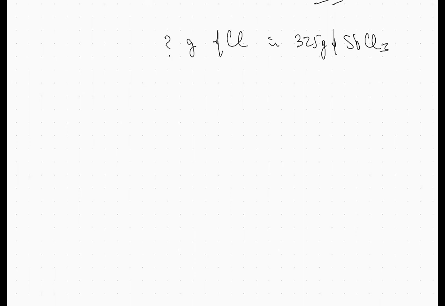Okay, then again, how many grams of Cl in 3.5 grams of SbCl3? So we have to see how many moles are there first. They have given the molar mass of SbCl3 as 228.10. So you divide 3.5 by 228.1.